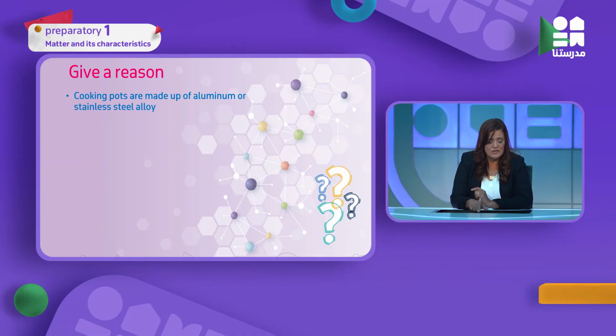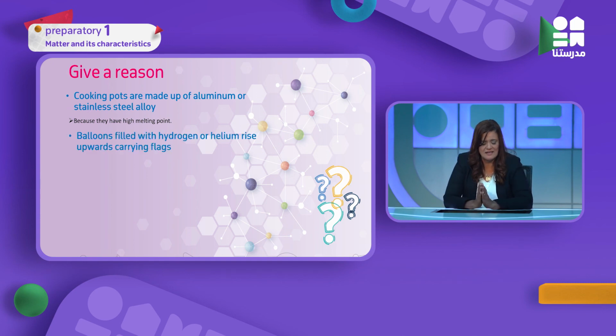Again, cooking pots are made of aluminium or stainless steel. Why? What is the reason? Because it can resist the heat and it has a high melting point. Okay? Because it has high melting point. What else? البالون ده بنرجع بقى تاني نراجع اللي احنا قلناه. Balloon filled with hydrogen or helium rises upward carrying flags. انت طبعا كلنا بنشوف الكلام ده. افتكر كلمة good observer. ليه؟ طبعا لان هو less dense than the air of course. المفروض ان انت تبقى عارف كل الكلام ده بعد ما احنا قلناه.